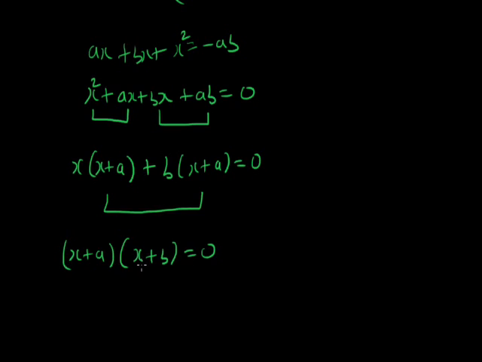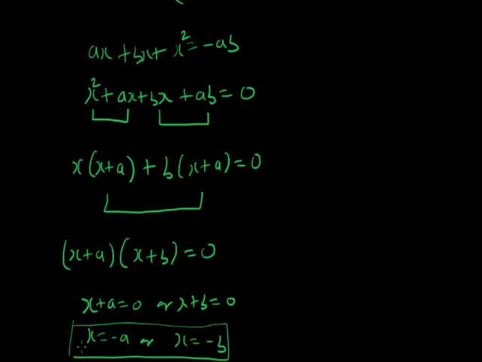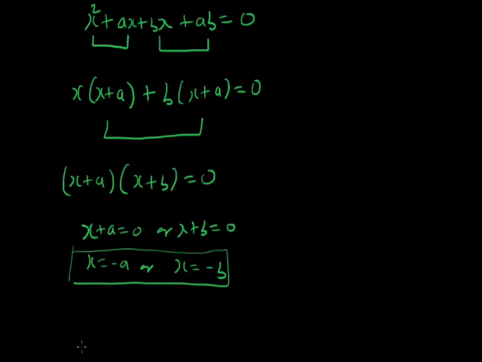So the product of these two expressions is 0. It is possible only when either this term is 0 or this term is 0. So x equals minus a or x equals minus b. So these are the final solutions. This is our answer. X equals minus a or x equals minus b.